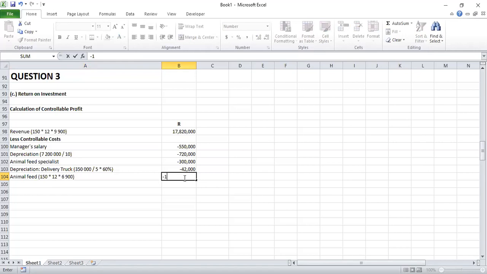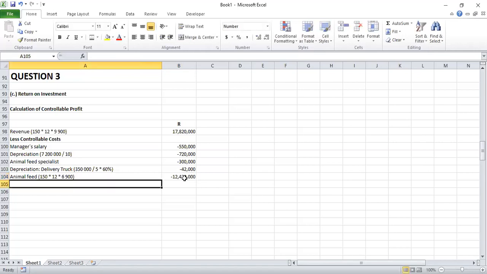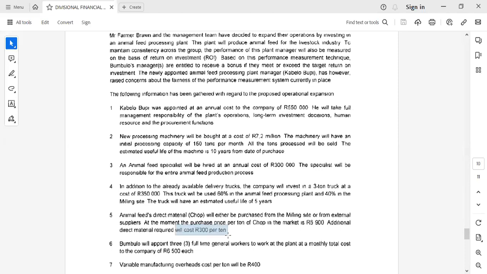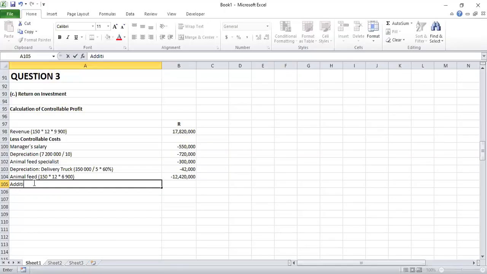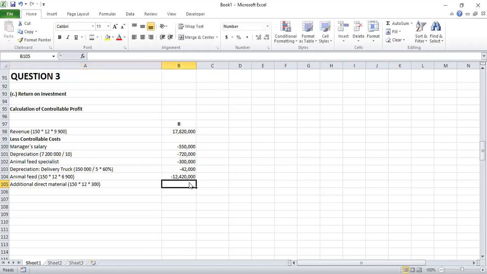$12,420,000. Thank you so much. Then we have, on that same statement, other direct materials. We're told that there is additional direct material of 300 per ton. Additional direct material: $150 times 12 times 300 gives $540,000.